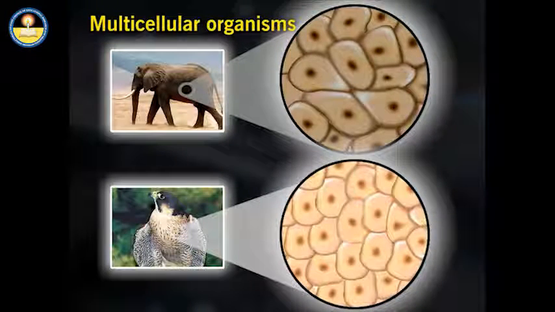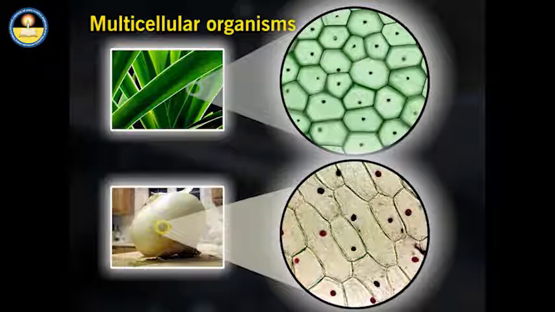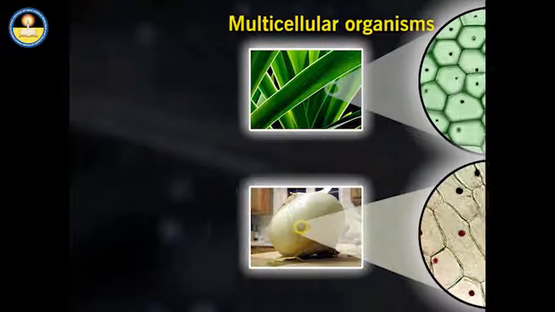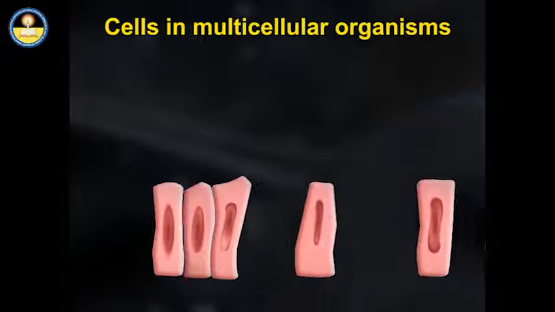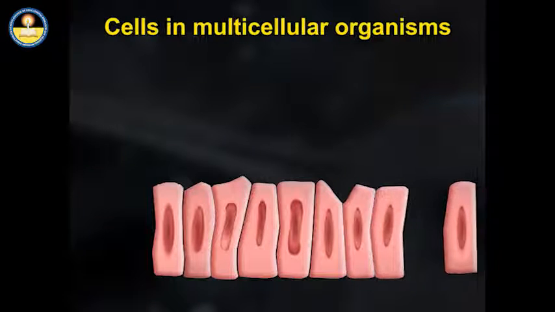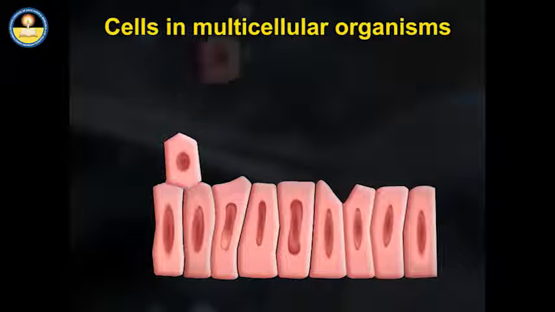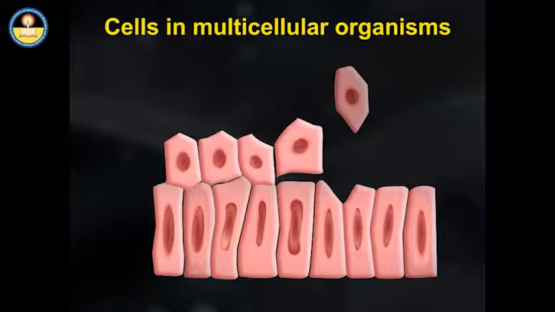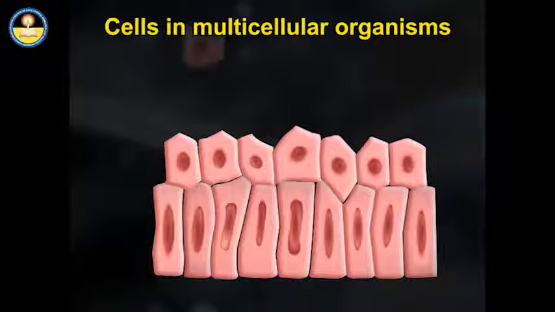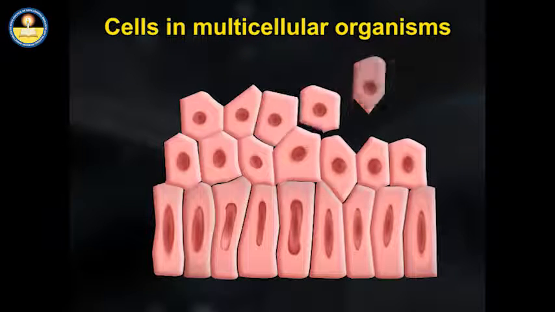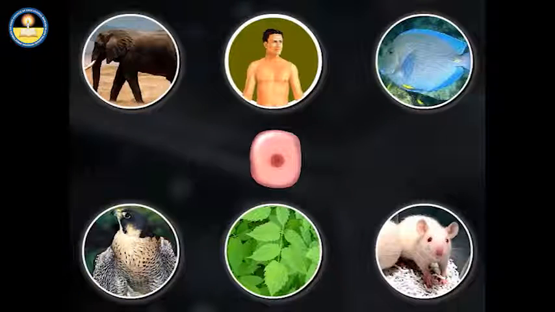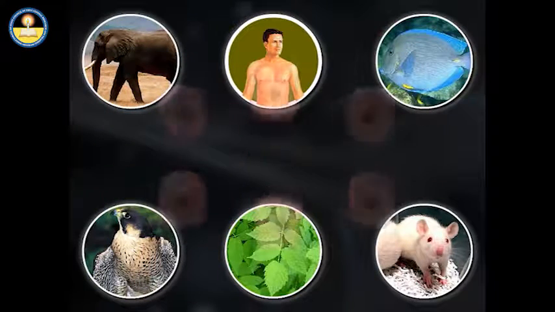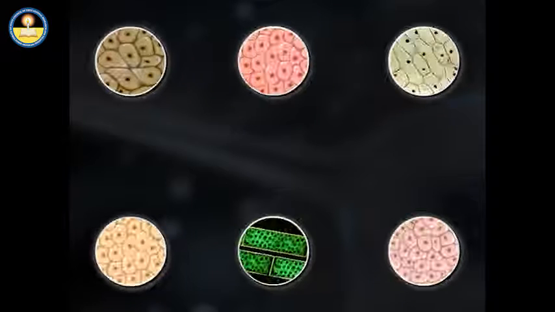Other organisms made of number of cells are known as multicellular organisms. Within multicellular organisms, cells are organized in some collective form and work together to carry out specific functions. In multicellular organisms, the cells become dependent on one another. In multicellular organisms also, cells are the basic unit of structure and function.